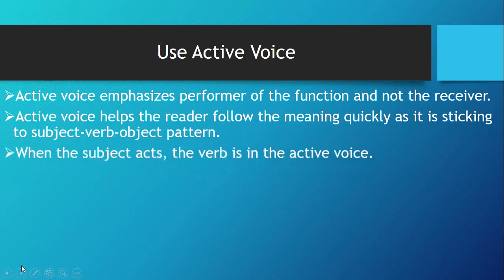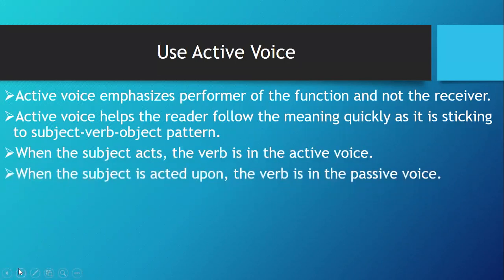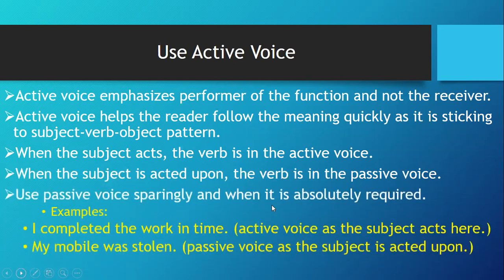So when the subject acts, the verb is in the active voice. You understand that, right? When the subject is acted upon, the verb is in the passive voice. So two things that we must remember: when the subject acts, the verb is in the active voice. When the subject is acted upon, the verb is in the passive voice. So let's use the passive voice sparingly and only when it's absolutely required.